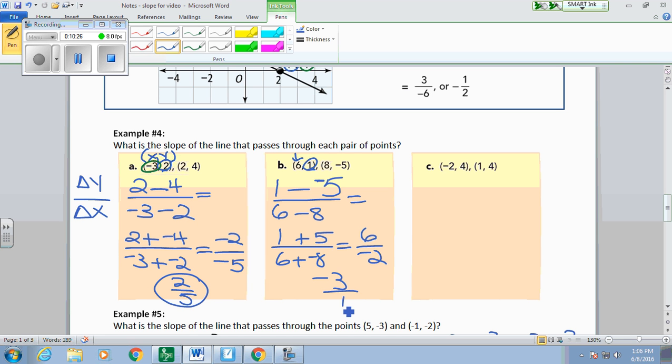We'll finish up with C. It's going to be 4 minus 4, then negative 2 minus 1 equals 0 divided by negative 3. 0 divided by negative 3 will give me 0. Go ahead, look at number 5, and pause the video.